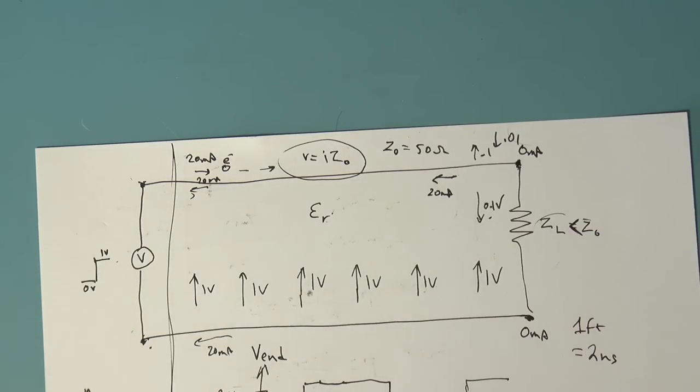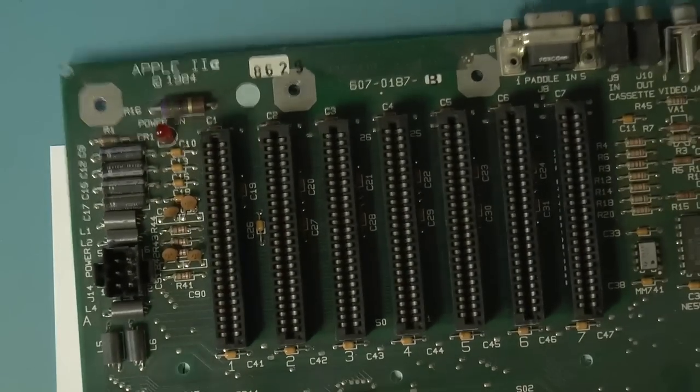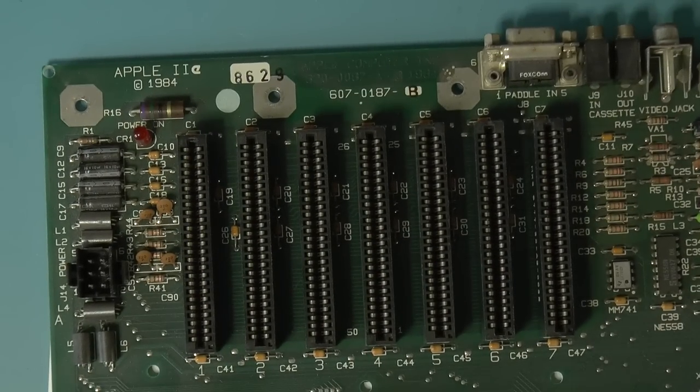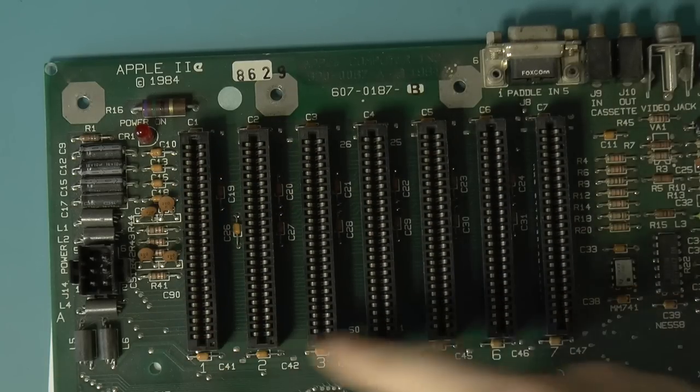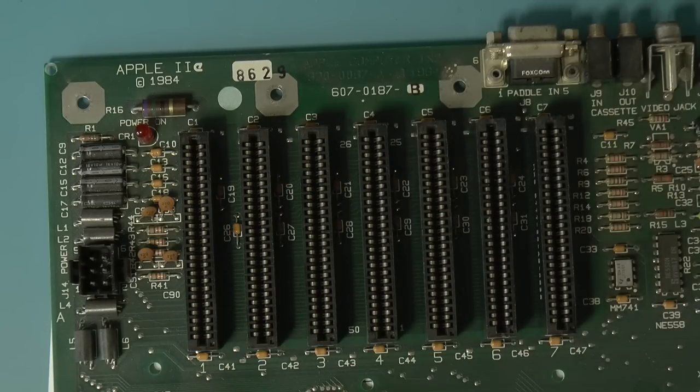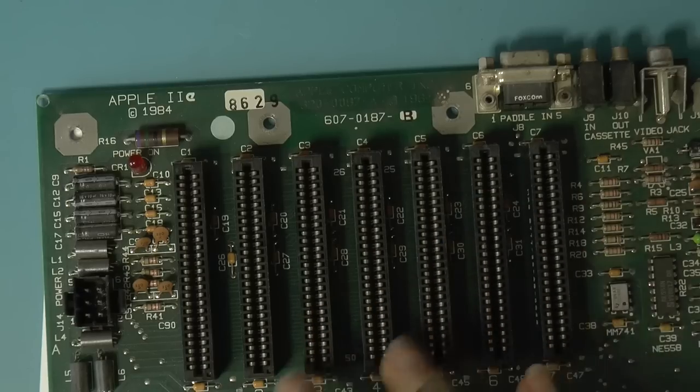So let's take a look at a transmission line like this. This is an Apple IIe, and these are slots, and we've got, say, address lines running this way, or data lines running this way. Now, there isn't any termination on here.